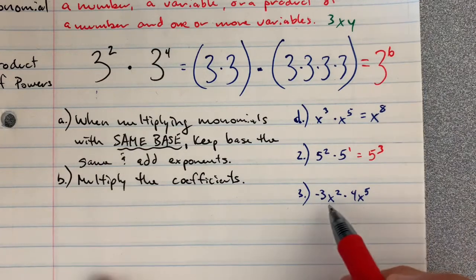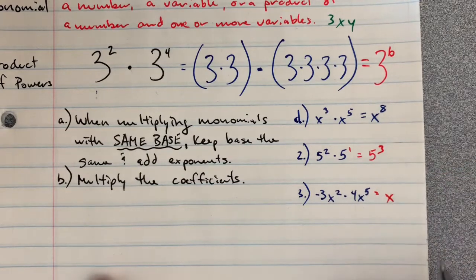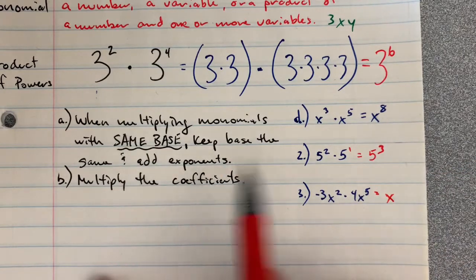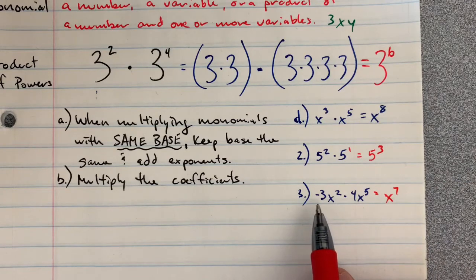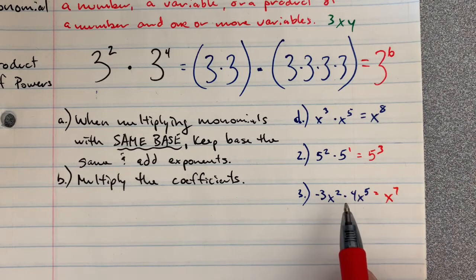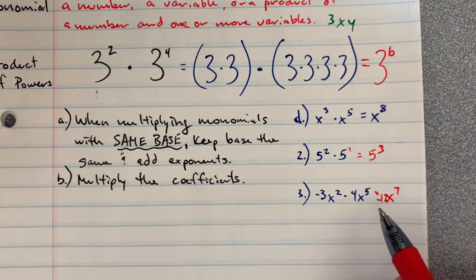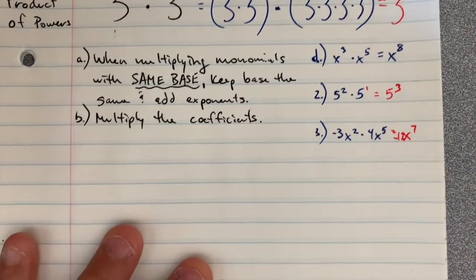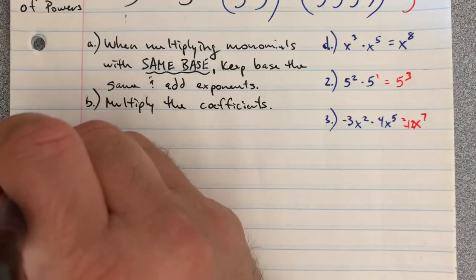So my x stays the same. Keep the base the same. It's just going to be x. Add my exponents. 2 and 5 is 7. So then I'm going to multiply my coefficients, -3 and 4, to give myself -12. Whoops, got to really squeeze that in. -12x to the 7th. So that is how we work with product of powers. But we also have quotient of powers.